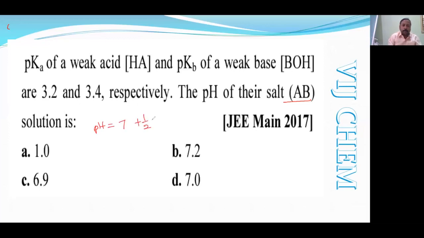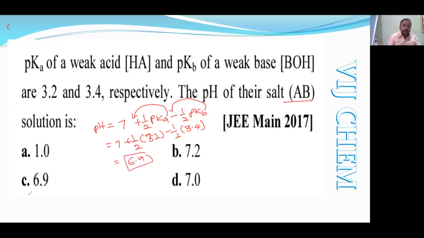Plus half of pKa, minus half of pKb. This is the formula. Simple thing you will remember: acid will be added, base will be minus. So 7 plus half into pKa, which is 3.2, and minus half of pKb, which is 3.4. On simplifying, you should get somewhere around how much? 6.9. So answer is C option. Note down this.